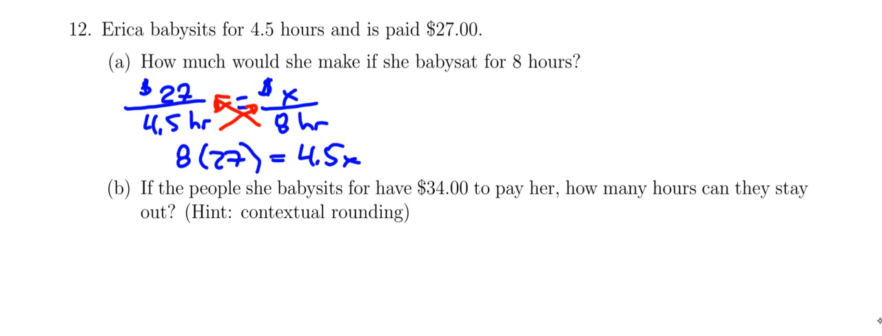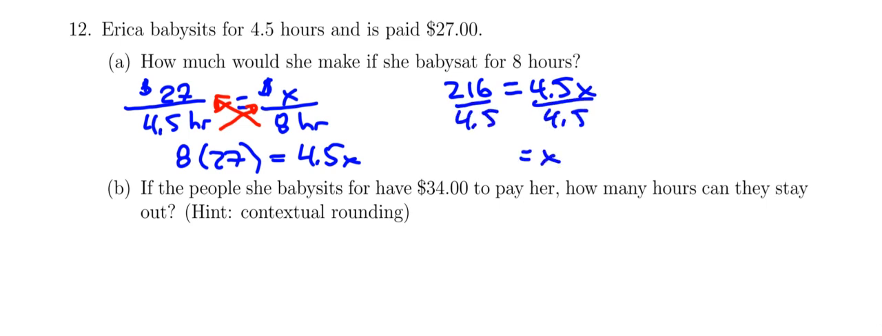Okay, so that is going to end up being 216. That's the 8 times 27 is 4.5 times x. Remember, x is the amount of money that she's going to make. And now I'm going to divide both sides here by that 4.5. So 216 divided by 4.5, and we get here that she would make $48.